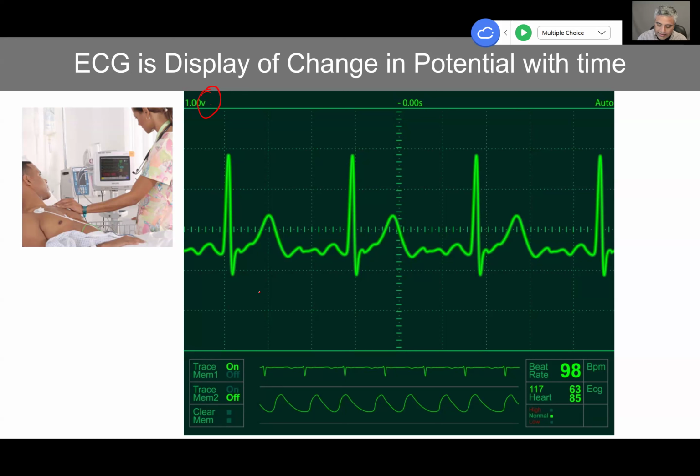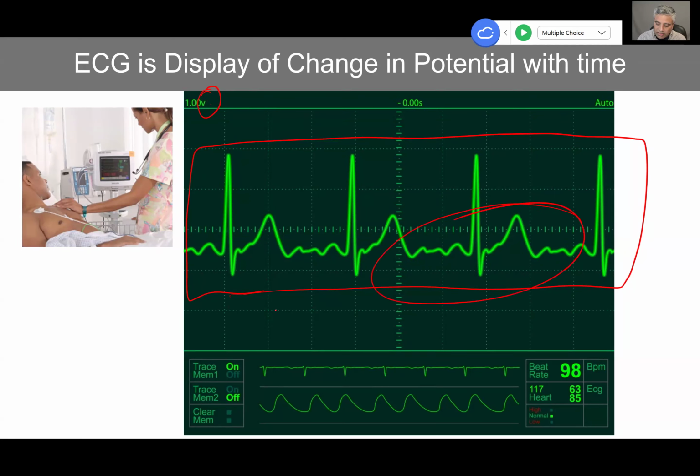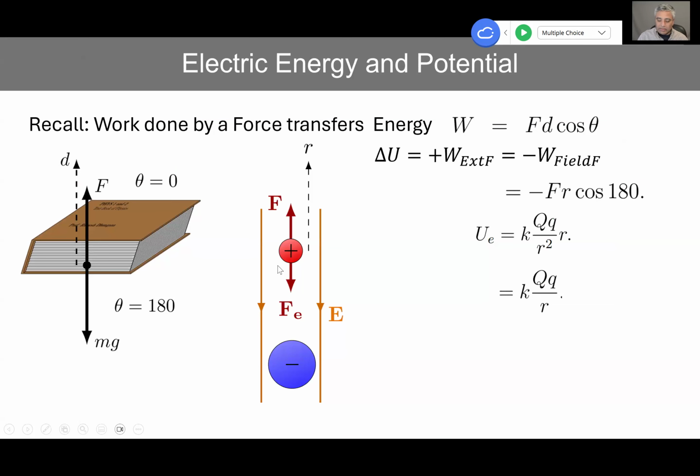So it looks like this is a healthy display. See, it's regular, right? But if it becomes irregular, that means there is some problem. Okay? Anyway, let's talk about electric potential. But before we talk about potential, let's talk about energy.